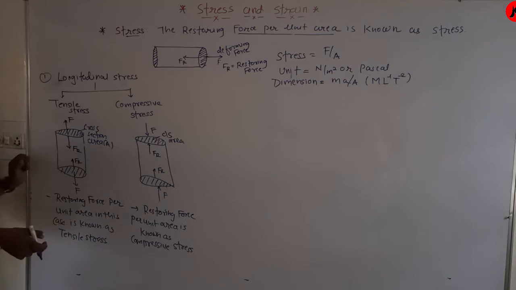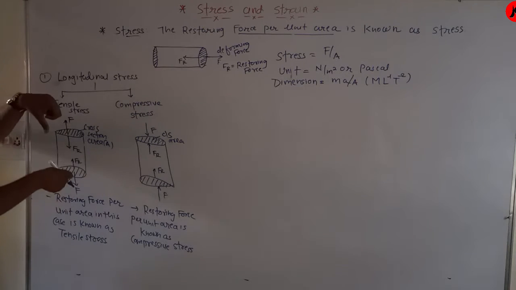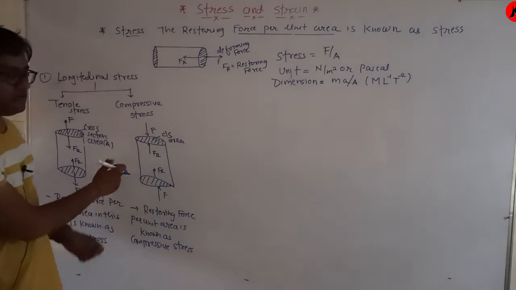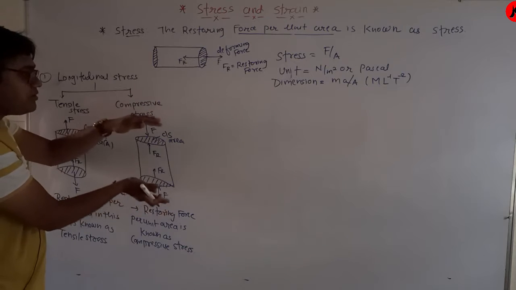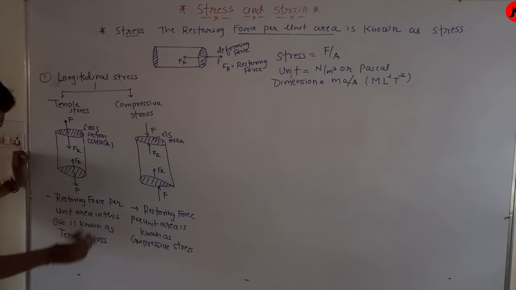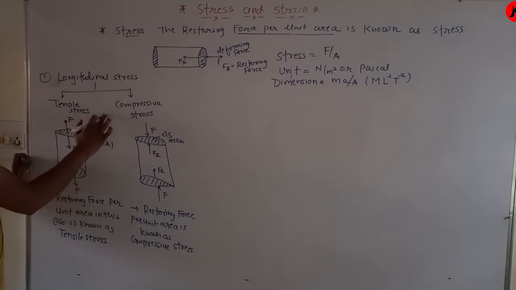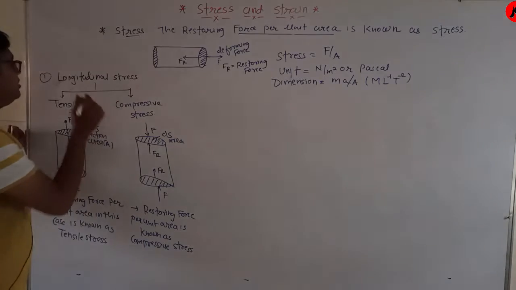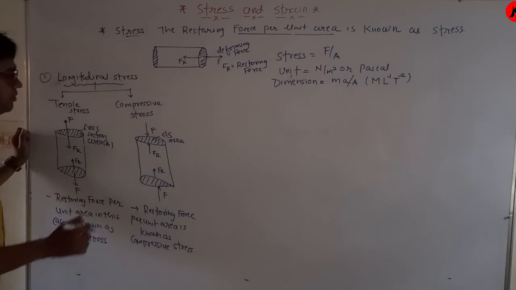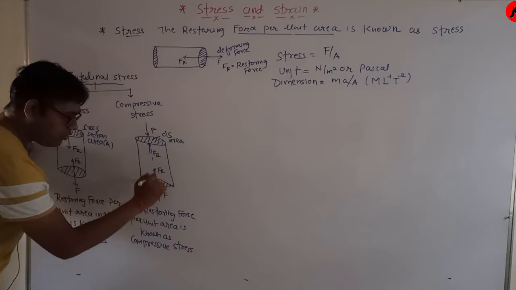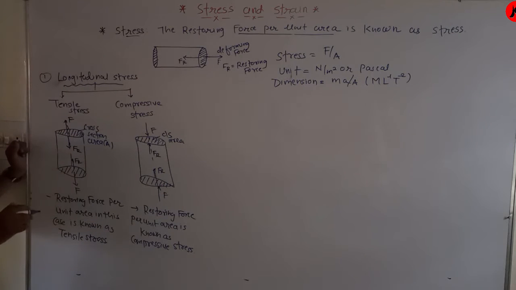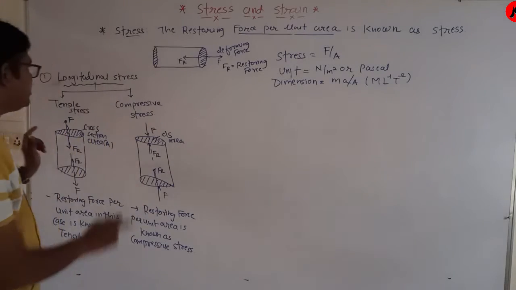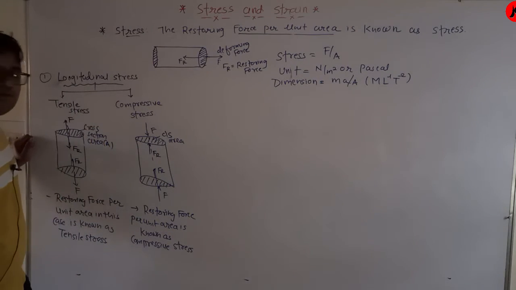In case of tensile stress, we need to apply the force in such a way that we can easily stretch the cylinder, or in case of compressive stress, we have to apply the force that compresses this cylinder, right? Now both the stresses, compressive stress as well as tensile stress, are termed as longitudinal stress, because the force is applied along the length of cylinder, right? That's why it is known as longitudinal stress.